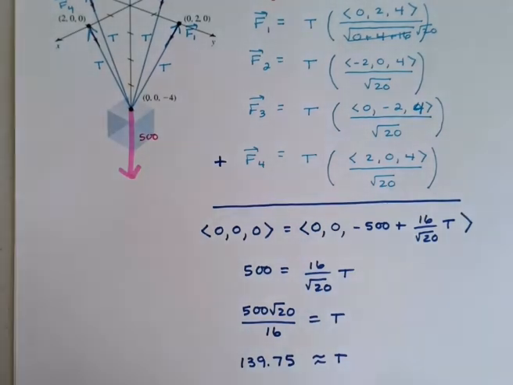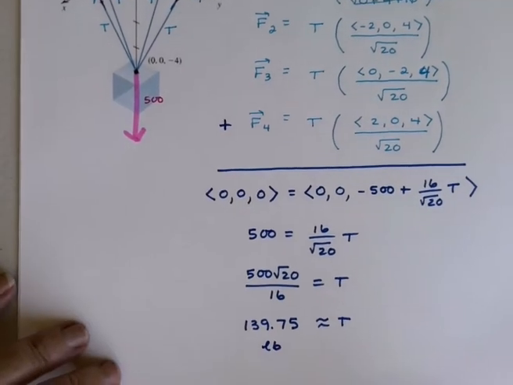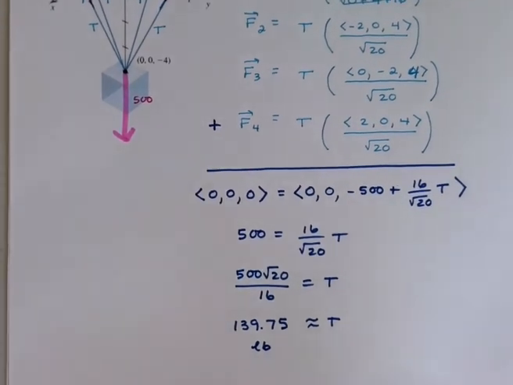Our forces were in pounds, so the tension in each cable is just a bit under 140 pounds, since the cables are rated to 150 pounds. That means yes, the cables will safely support the chandelier.